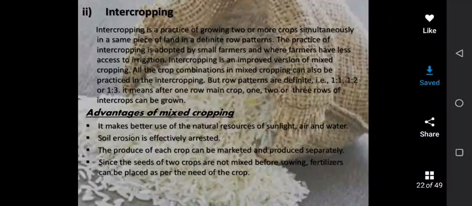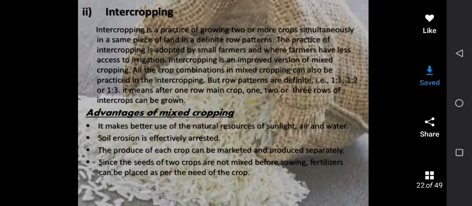Now intercropping is a practice of growing two or more crops simultaneously in the same piece of field in a definite row pattern. The practice of intercropping is adopted by small farmers and where farmers have less access to irrigation. Intercropping is an improved version of mixed cropping. All the crop combinations in mixed cropping can also be practiced in intercropping, but row patterns are definite, that is 1:1, 1:2 or 1:3. It means after one row of main crop, 1, 2 or 3 rows of intercrops can be grown.